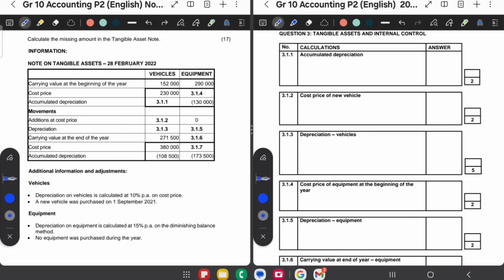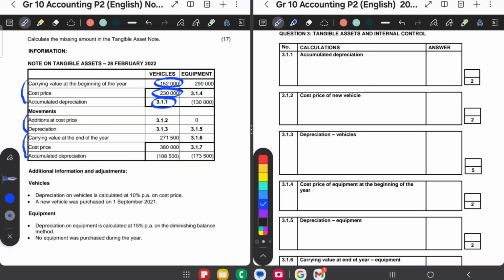So let's look. 3.1 is accumulated depreciation on vehicles at the beginning of the year. So this is the beginning, this is during the year, and this is the end of the year. How do we normally get this amount? Normally we say this minus this gives me that. But now I have to do the opposite. I'm going to say this minus this will give me that. So I'm going to write that down.